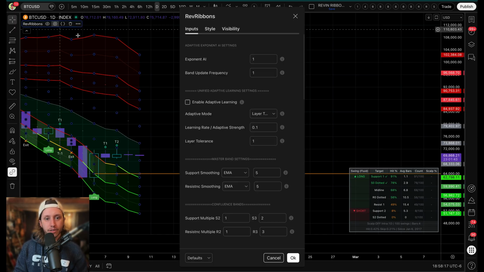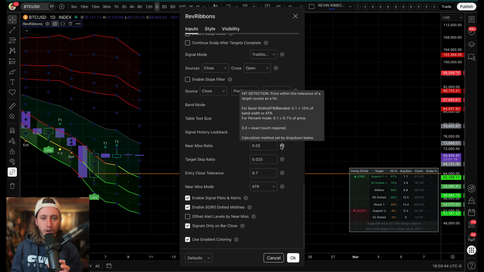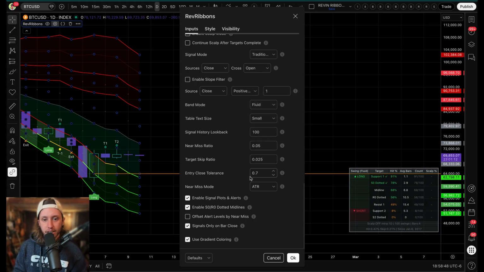I'm running out of names for the ribbons, but yeah, so that is there. I believe I already talked about this offset alert levels by near miss. That's important if you are using the trigger system or the alert system to trigger trades. And I think we talked about everything else. We talked about signal history look back. That will let you look at, say, the last 50 trades versus 100 to give you the stats on that. Did we talk about near miss? I'm going to go over this one time in case I didn't. Near miss, I believe actually, yeah, I already did.